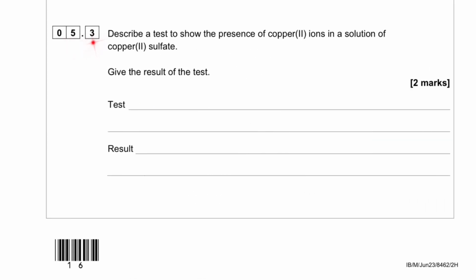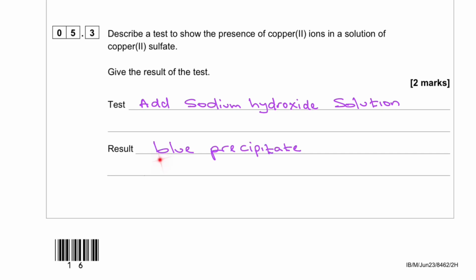Question 5.3. Describe a test to show the presence of copper(II) ions in a solution of copper(II) sulfate. Give the results of the test. For the test, add sodium hydroxide solution, and the result will be that a blue precipitate will be present. Or you can do a flame test, and from there a green flame is produced, which shows the presence of copper(II) ions.